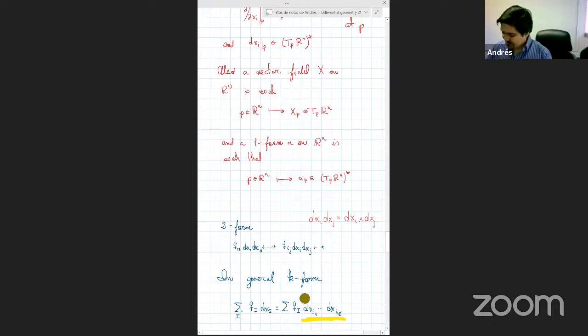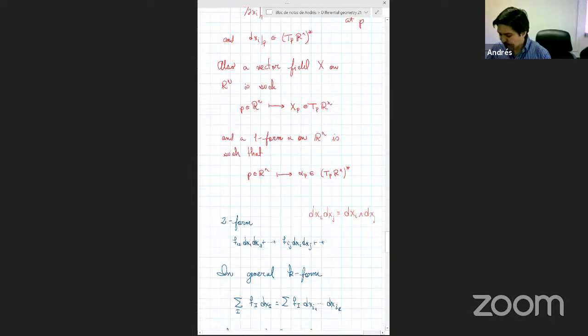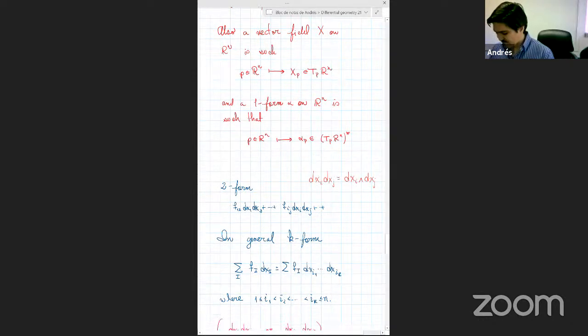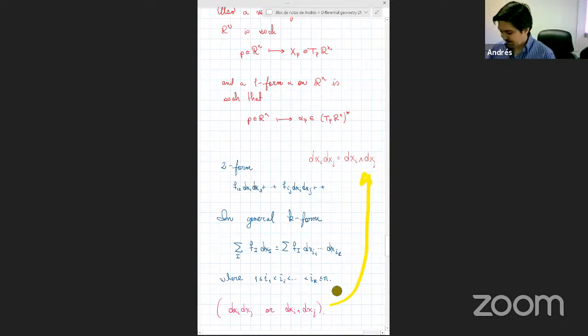And using the fact that this is the wedge product and the properties of the wedge product, actually in this sum you can impose the condition that the indices are written in increasing order. And that will give you a general formula on how to write a k-form. Well, and this is exactly what I mentioned before. Right? So these are differential forms in Euclidean space.